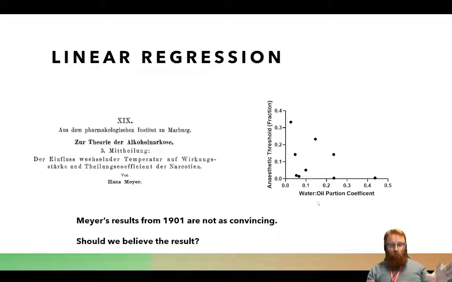But let's go back to the original paper by Meyer. It's in German. It was not much fun for me to try and pull the original numbers out. These are the original numbers that he published first of all. And as I say there, they're not really as convincing as that first graph. In fact, should you believe that that correlation exists at all? Does that relationship exist there? And it kind of looks like it does, right? The one that's the most oil soluble over here to the right is the most potent. But I don't know, right?